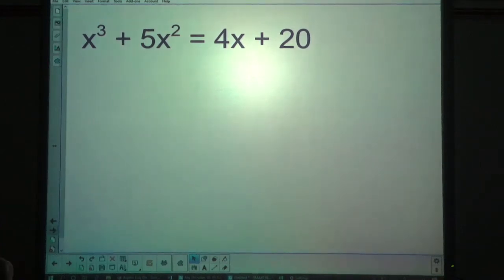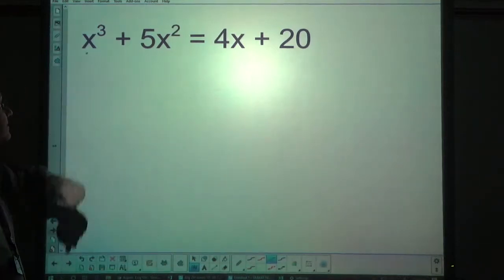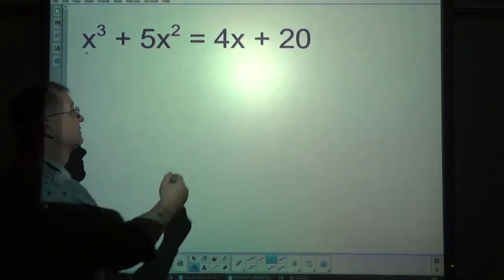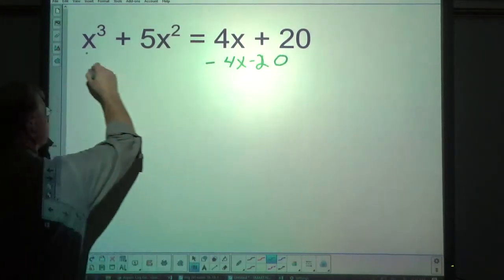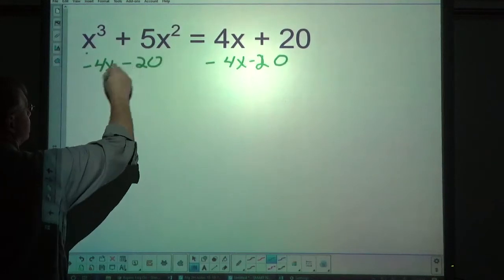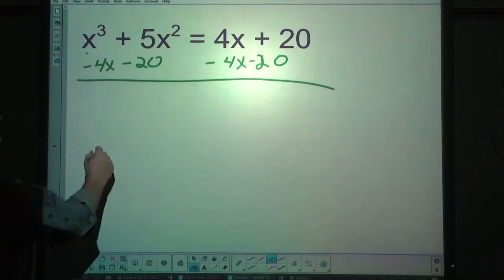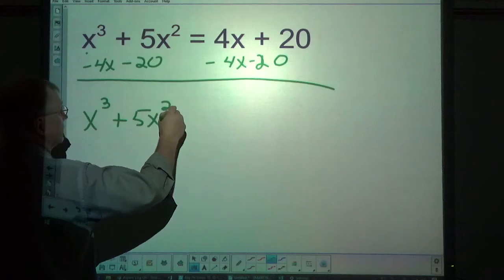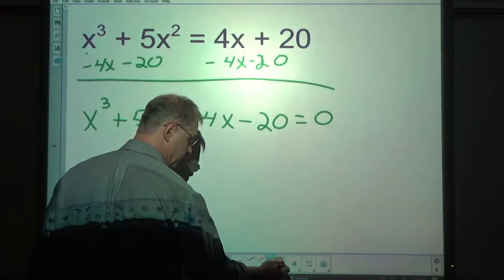Here's the next one. Now, in this case, our biggest exponent term is x to the third. That currently has a positive coefficient, so we want everything on that side. And so I'm going to subtract 4x and subtract 20 from both sides. Do not try to combine like terms if there are no like terms. Descending order, x to the third plus 5x squared minus 4x minus 20 equals 0.